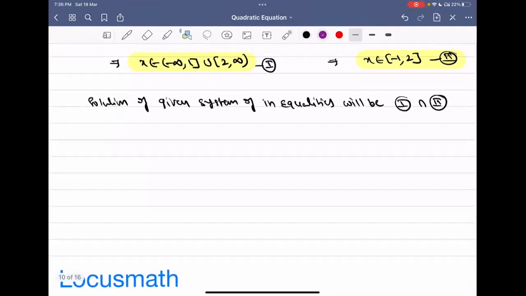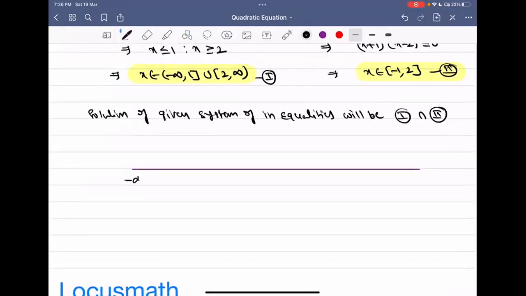You draw both the solutions on the number line. The first one, if you put it on the number line, is minus infinity to 1, closed interval, that's why you put a filled circle. Next, 2 is also allowed, therefore 2 to infinity. So this one is minus infinity to 1 union 2 to infinity. This is the solution for the first one.